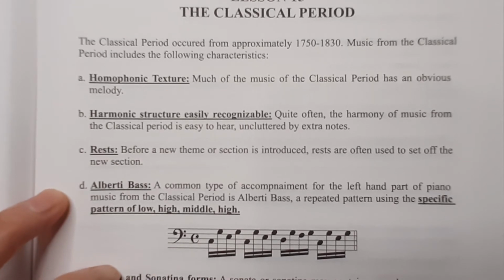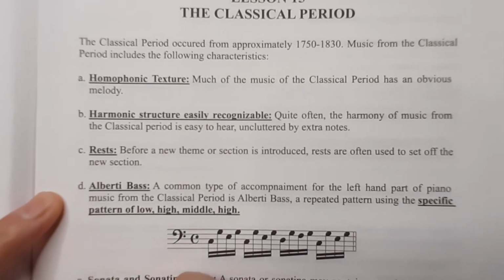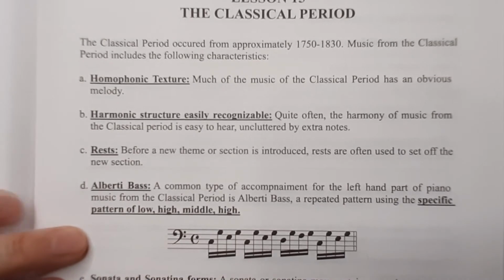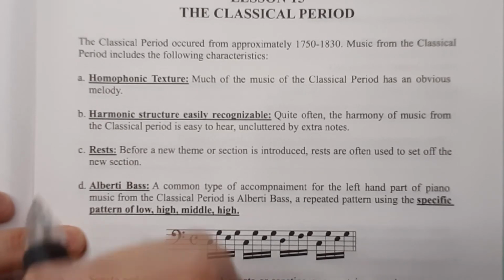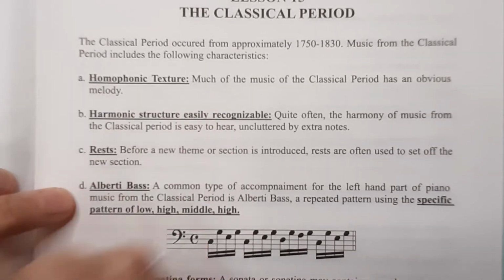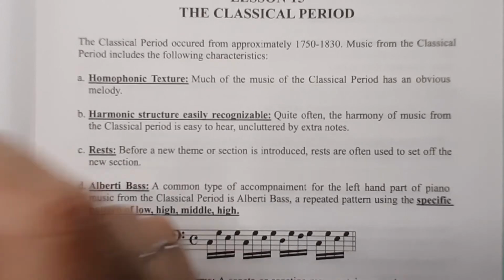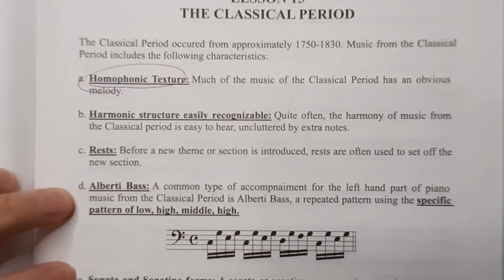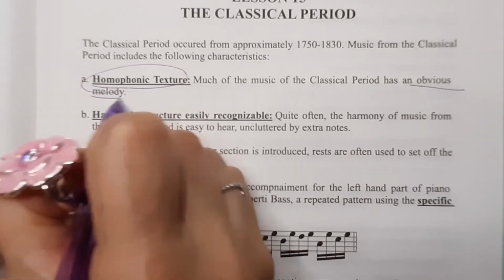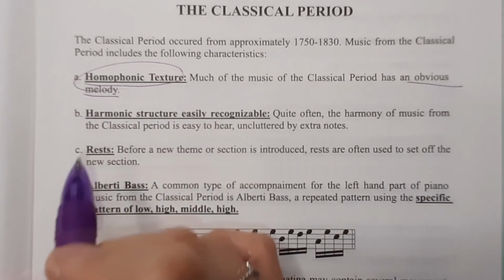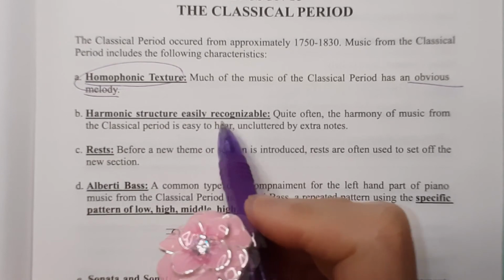Page 89. And we're going to learn about the classical period now. Characteristics of the classical period: it's not polyphonic texture anymore. It's homophonic, meaning melody plus accompaniment. Okay? It has an obvious melody. The harmonic structure is easily recognizable.